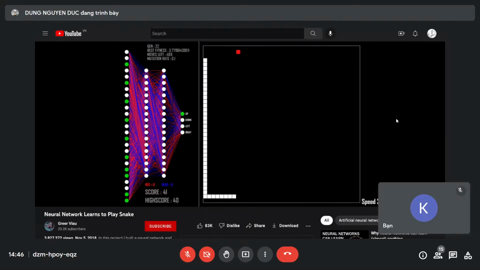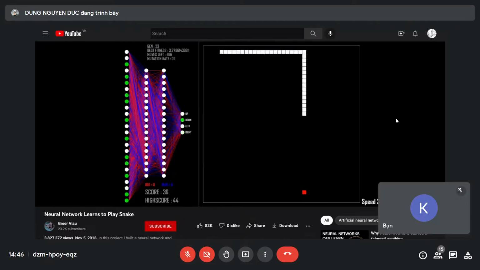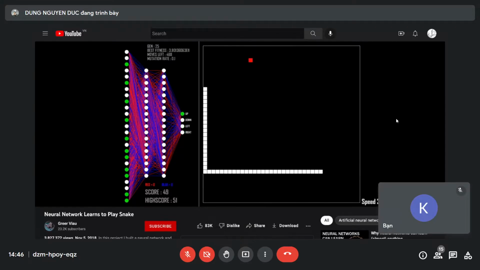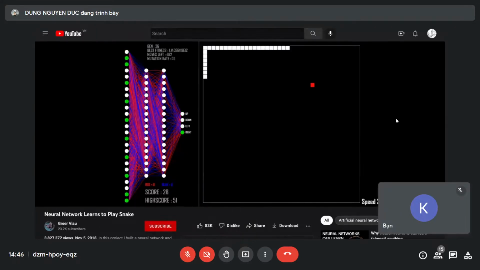This performance was achieved after 23 generations, which is quite good, and the mutation rate in this work is only 10%. It's quite high, but mutation is necessary. Without mutation, you cannot get a good solution.